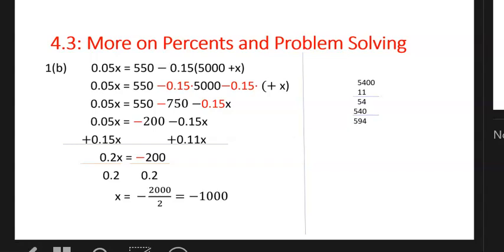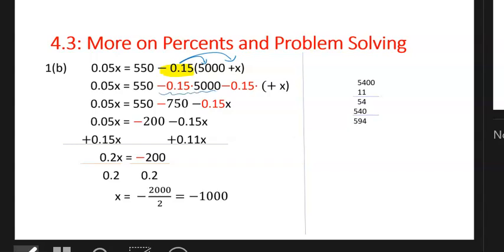Now this equation has decimals and parentheses. We can either choose to keep the decimals or get rid of the decimals. So I kept all the decimals here. So first I'm going to distribute negative 0.15 to everything in the parentheses. So I got negative 0.15 times 5,000, and then negative 0.15 times positive x.